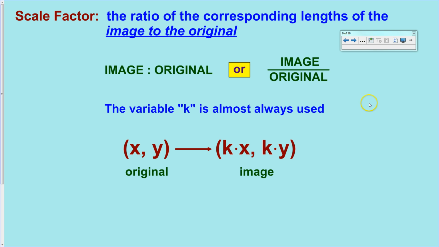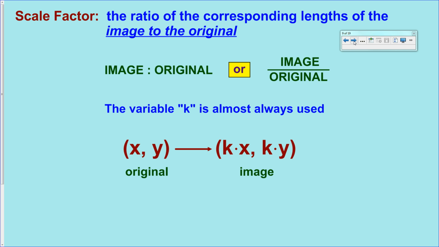And this is what the notation looks like. It says, take your original point and multiply the x coordinate times your scale factor and multiply the original y coordinate times your scale factor, and boom, you're going to get your image. No problem. Done.